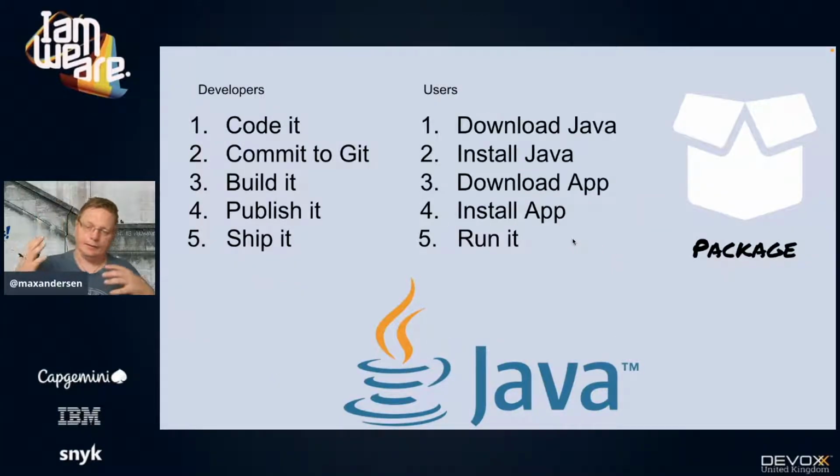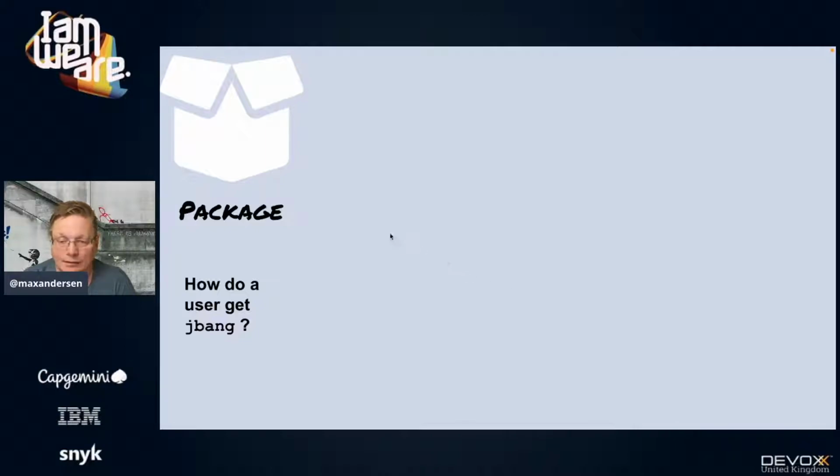And again, comparing Java to JBang, when you develop something, you have to code it, commit it somewhere, build it, publish it, and ship it. And then as a user, you have to download Java, install Java, download the app, install the app, and run it. And there are reasons for doing that for some cases, but for basic stuff, for even full-blown applications, you don't need all of these. So how does it play out with JBang?